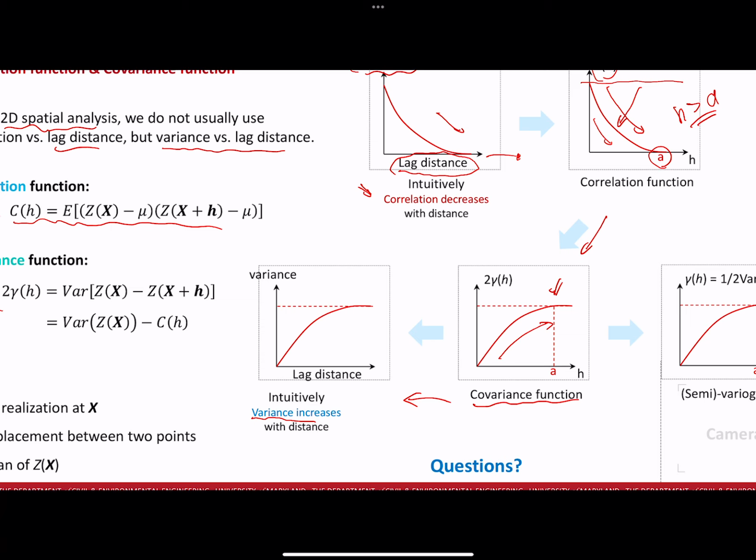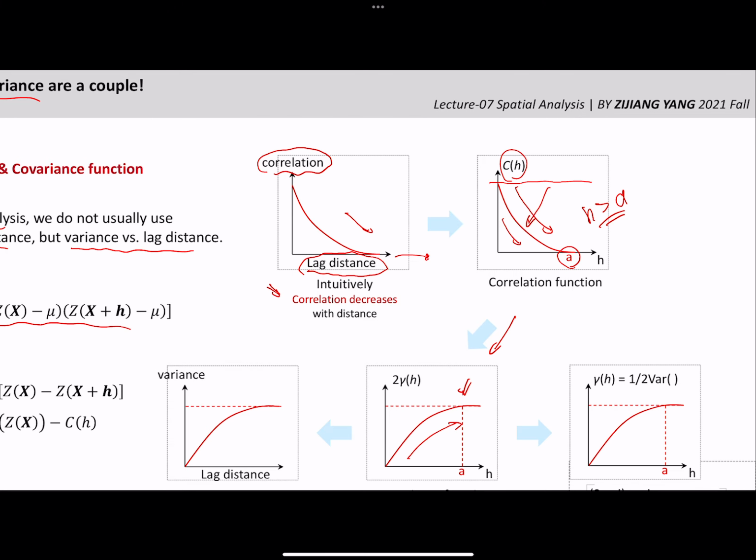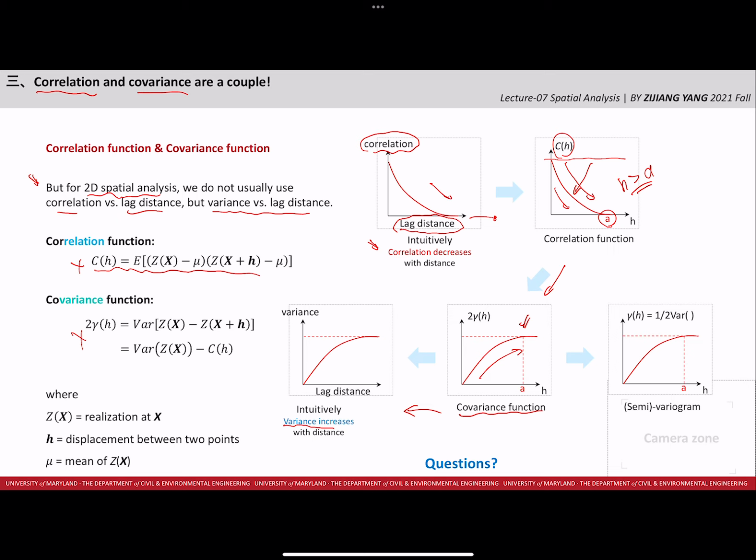Like if we are very close to each other, the values between us are very similar. So the variance is relatively small. But if you are very far away from me, then your possibility of having other values increases. So the variance increases. But traditionally, in 2D spatial data analysis, they will use this one, which equals 1/2 of this variance. And they call that the variogram or semi-variogram. So basically, when they have this variance, they just divide it by 2. This is just their convention.